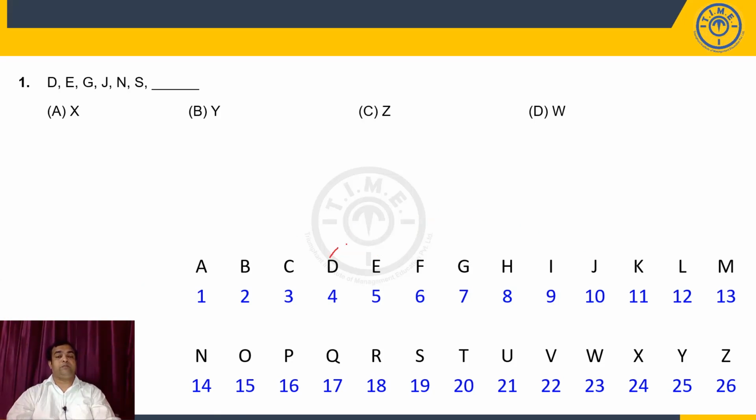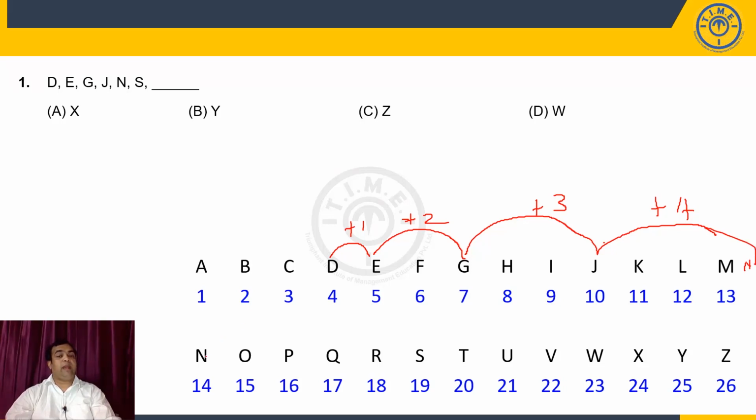Okay, so D to E, it's +1. E to G, 5 to 7, so it's +2. After G, that is J, so J, 7 to 10, it's +3. J to N, now look, J is number 10, N is 14. So till N I am going +4, 10 becomes 14.